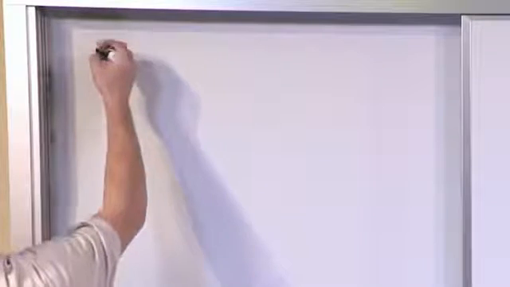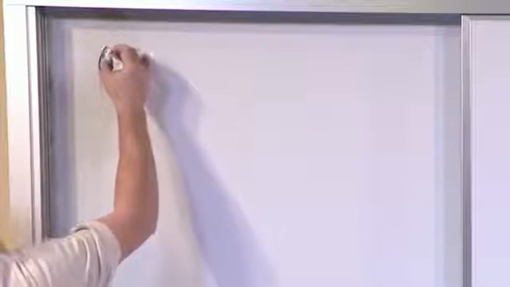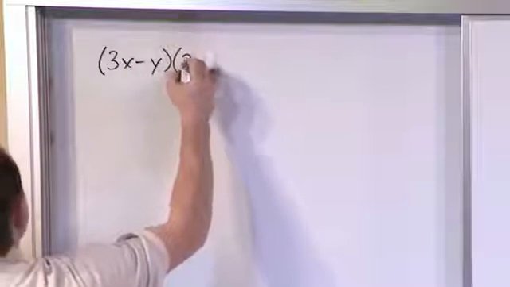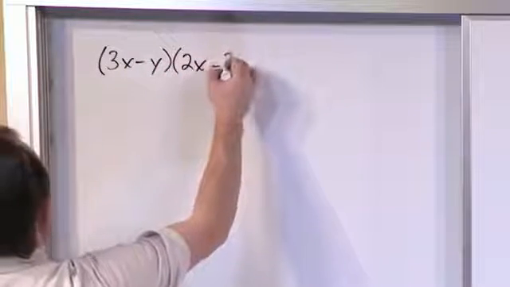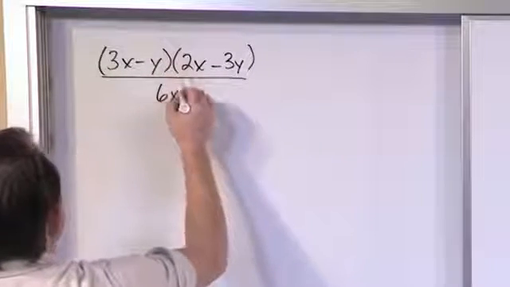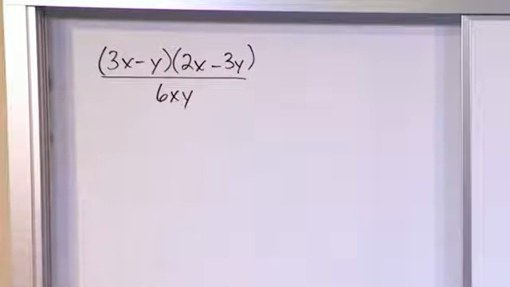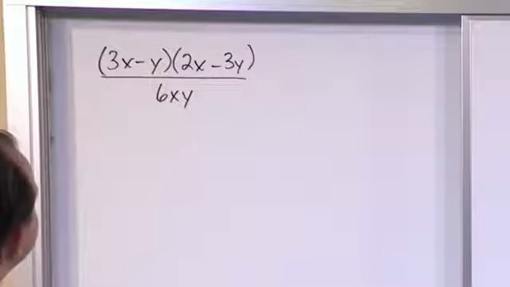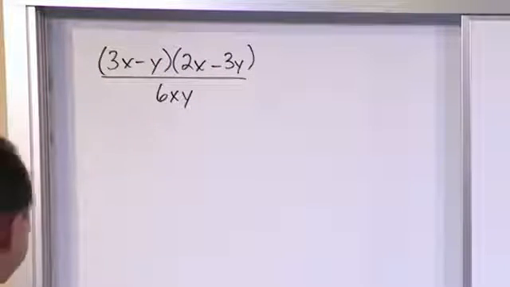All right, here's our final problem. What if we have 3x minus y times 2x minus 3y, all divided by 6xy? All right, so there you go. It's the big kahuna. You have to kind of put together everything we've learned. On the top, you have this binomial times binomial, so you need to use FOIL on the top before you can even do anything else.